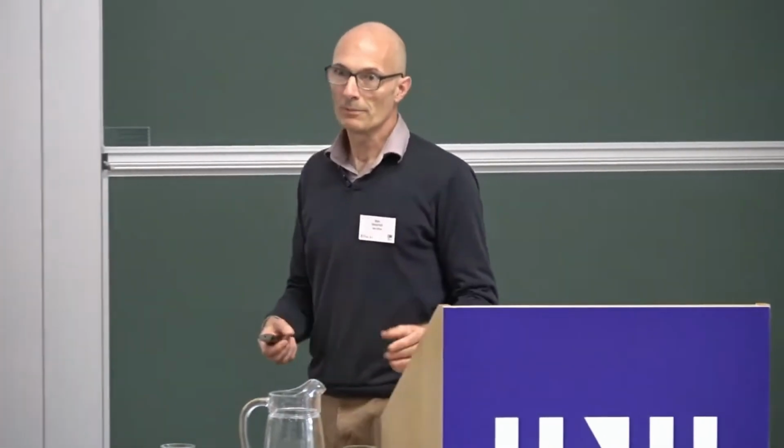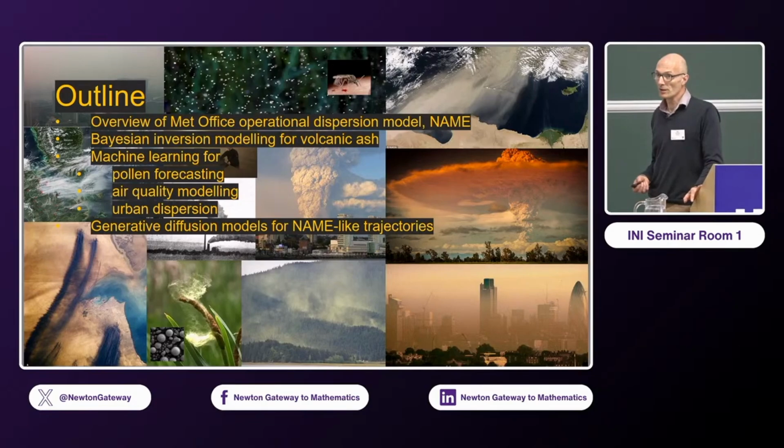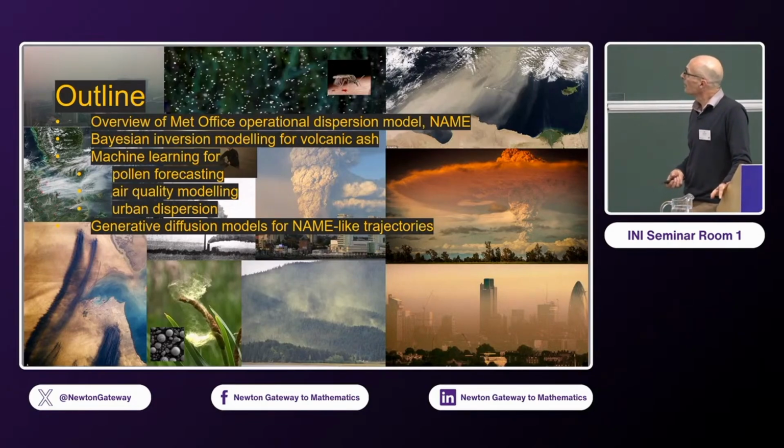As a group, we're fairly new to machine learning. So the examples I'm going to show you this afternoon are small-scale, largely scoping studies. The exception to this is Bayesian inversion modelling for volcanic ash. It's not really machine learning, but I thought as it's a Bayesian model, it would be of interest. And that can now be run operationally by the Met Office. And I'll also talk briefly about generative diffusion models later on.